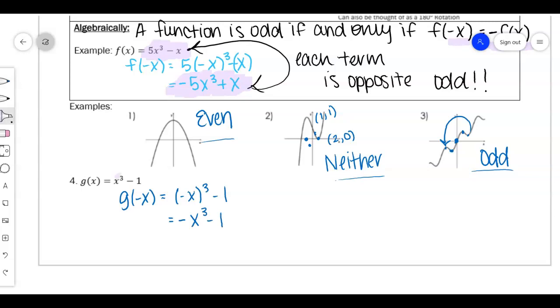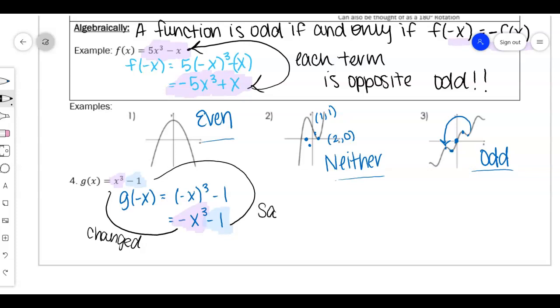So notice that the x cubed was positive, now the x cubed is negative. However, when you look at this negative 1, it was already negative 1. And so now since you have part of it that changed and part of it that stayed the same, this one we call neither, even or odd. So if you were to graph it, you wouldn't see any symmetries on the graph.